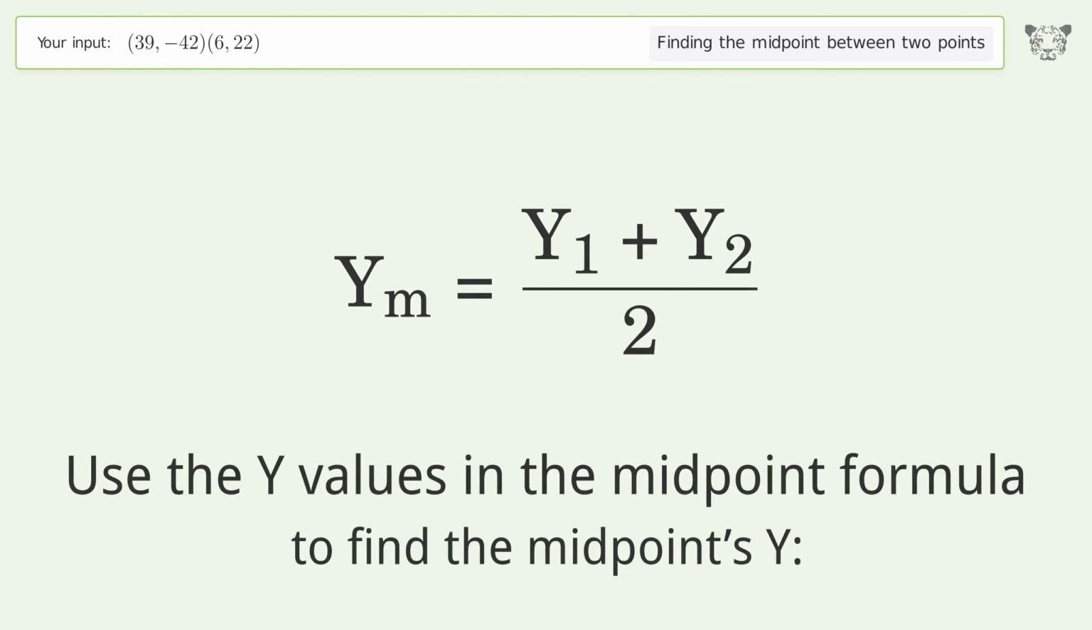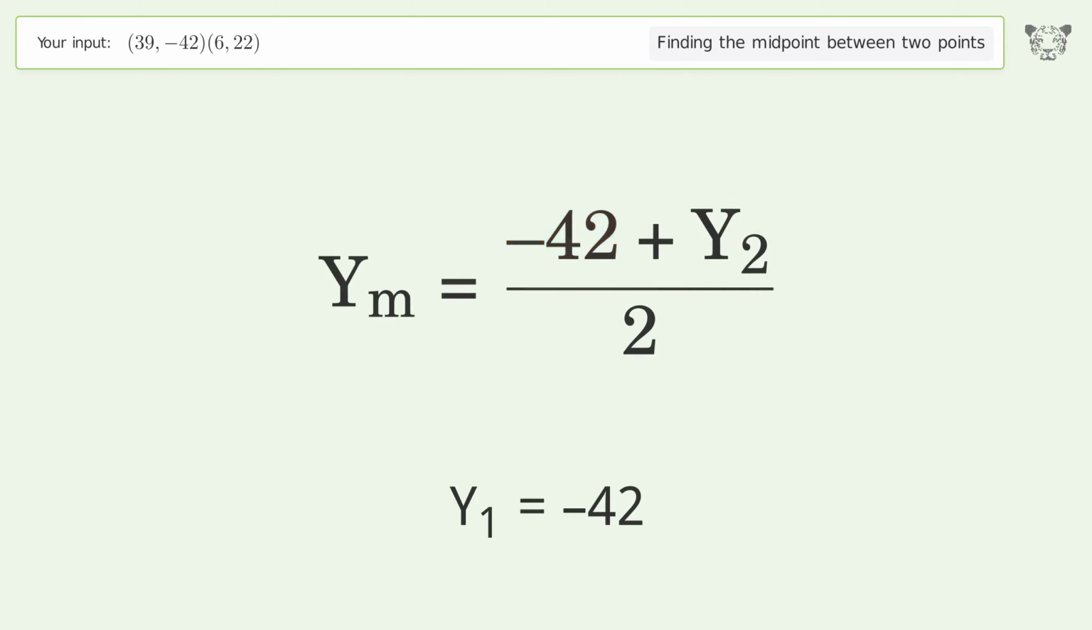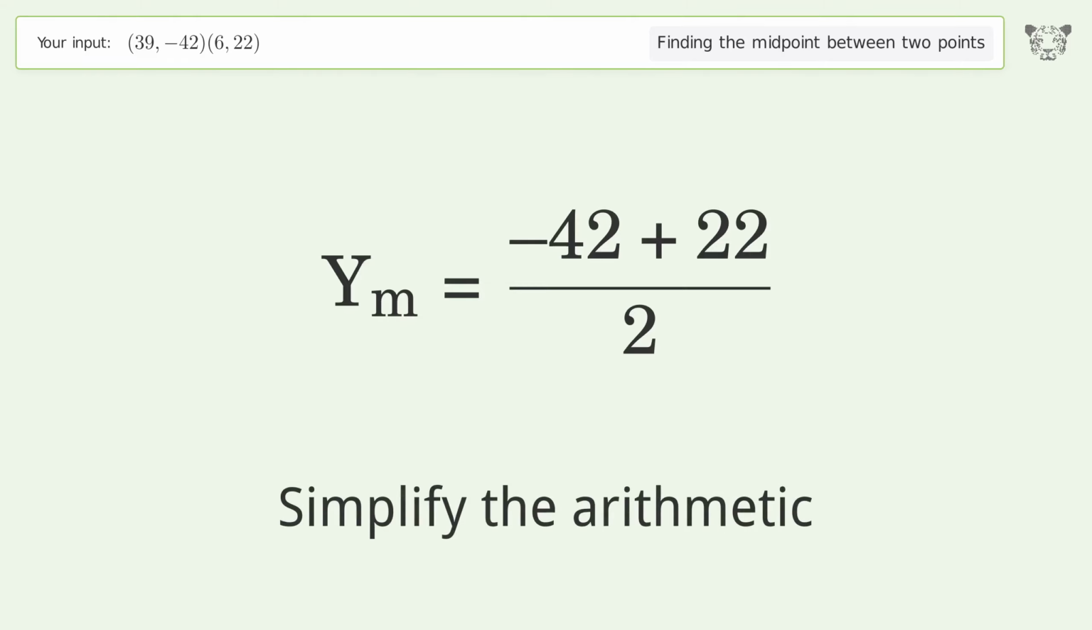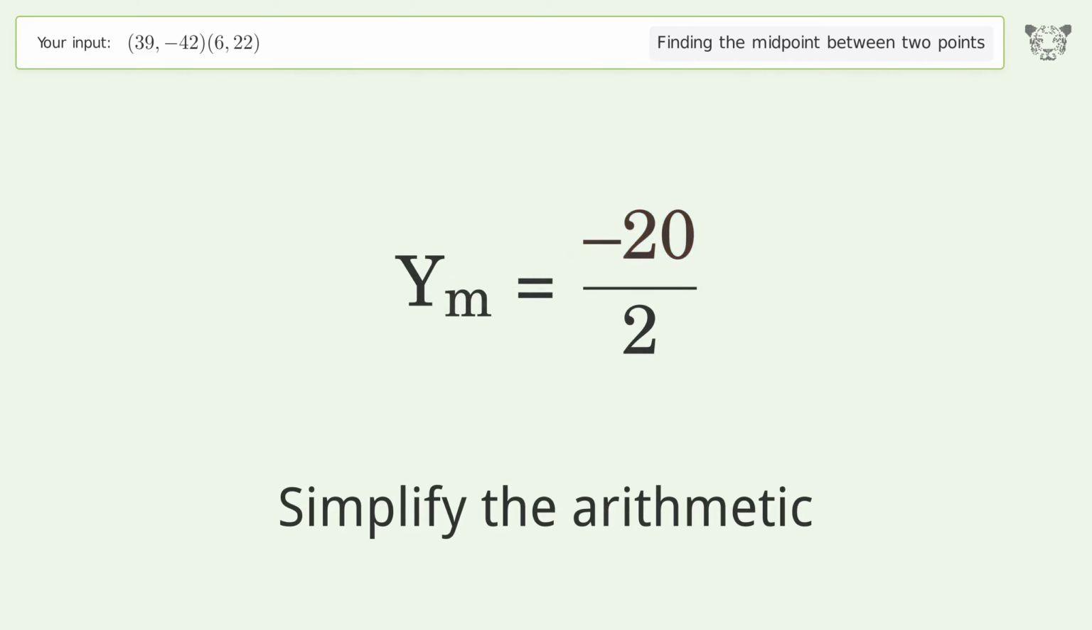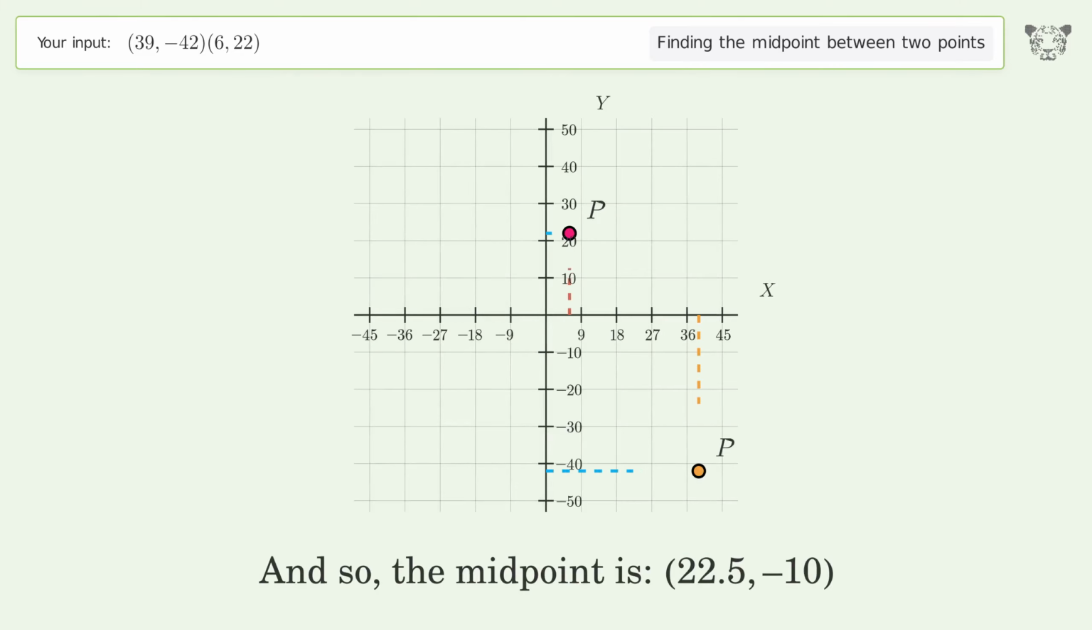Use the y values in the midpoint formula to find the midpoints y. y1 equals -42. y2 equals 22. Simplify the arithmetic. And so, the midpoint is 22.5, -10.